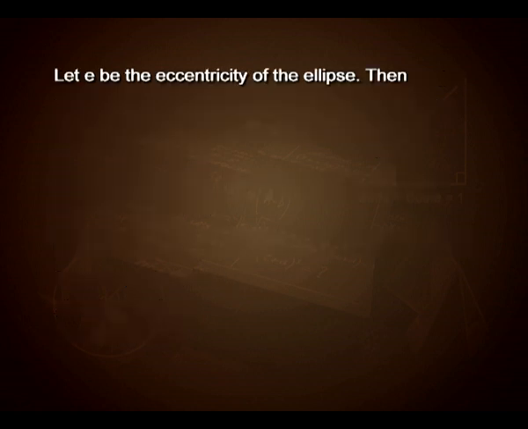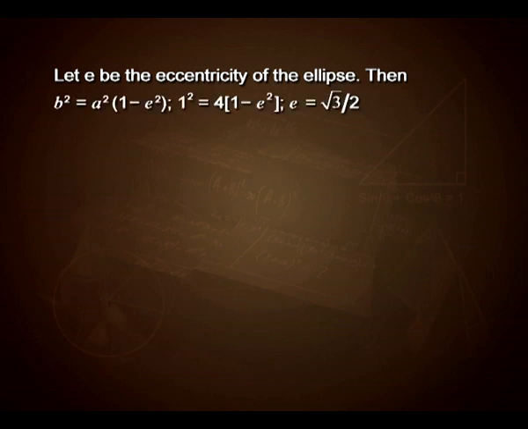Let e be the eccentricity of the ellipse, then b square is equal to a square into 1 minus e square, that is 1 square is equal to 4 into 1 minus e square, which on solving gives us e is equal to root 3 upon 2.